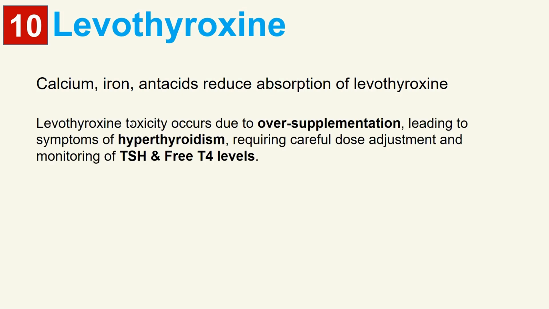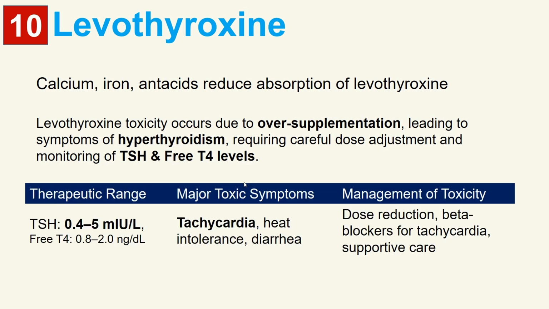Levothyroxine's main toxicities happen because of overdose. Over supplementation, that means doses come in micrograms. So if you go for a very high dose like 150 microgram or 200 microgram, sometimes it can result in hyperthyroid side effects. Therefore, this dose has to be gradually increased from 50 microgram up to 100 and so on, based on serum TSH monitoring.